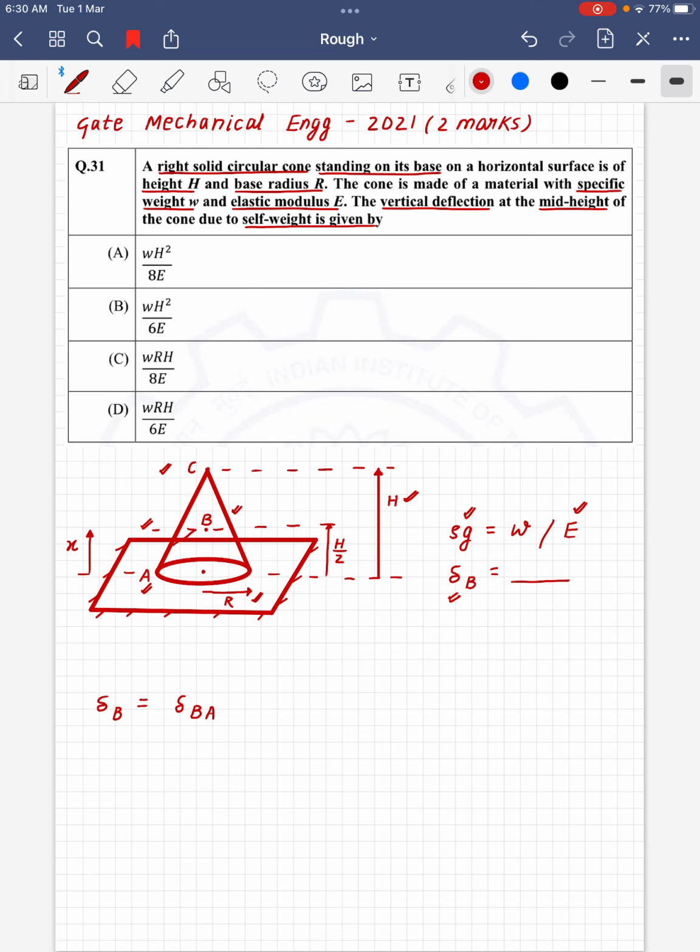So the deflection at B will be nothing but the amount by which this BA portion is shortened. The amount by which this BA portion is shortened will be the deflection of point B. So delta B is equal to the shortening of segment BA.